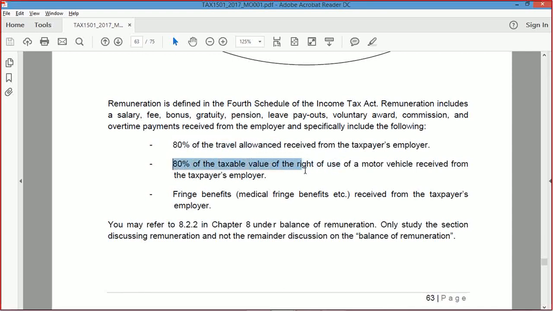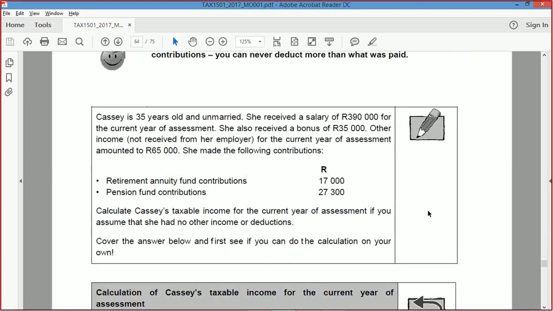80% of the tax value for the right of use of a motor vehicle. And fringe benefits received from the taxpayer's employer. Okay, only from the taxpayer's employer. Got that? Yeah. Right, so that's just specifying what remuneration is. What can I include and what can't I include? Happy? Is that alright? Yes. Okay.